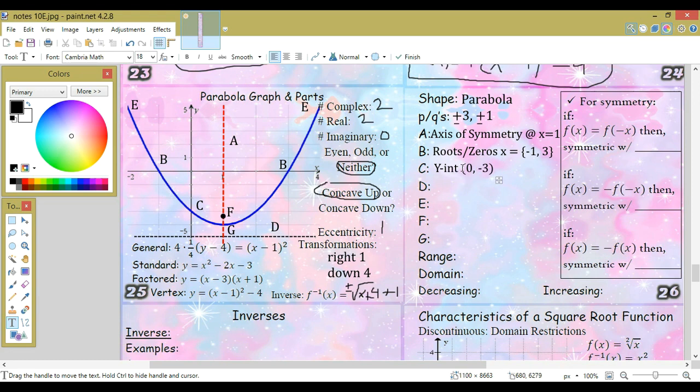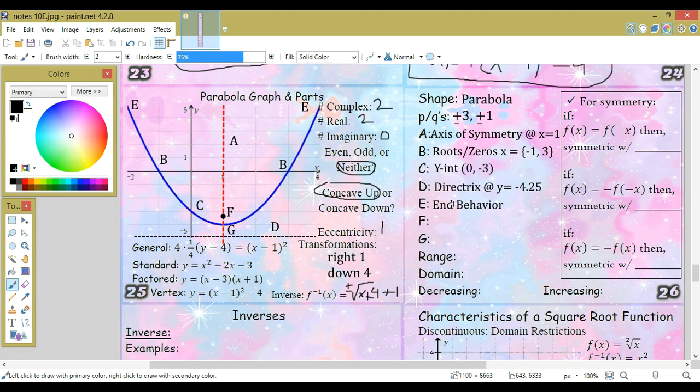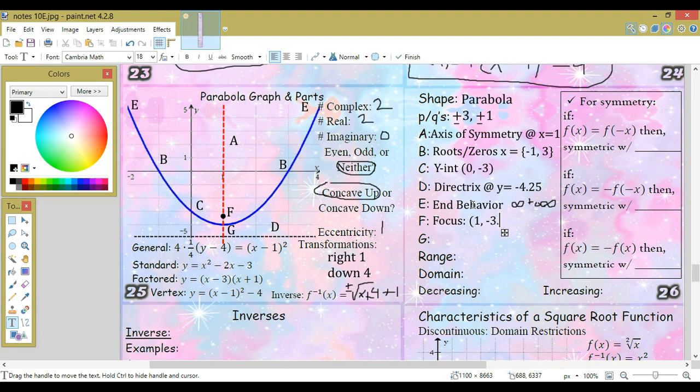D is your directrix. That is that dashed line underneath the parabola. E is your end behavior. The end behavior is wanting to know what the range is for the left side to the right side. It's pointing up both times, so it's from positive infinity to positive infinity. F is the focus. It's the same distance from the parabola as the directrix is to the parabola. And you'll learn more about that in pre-cal.